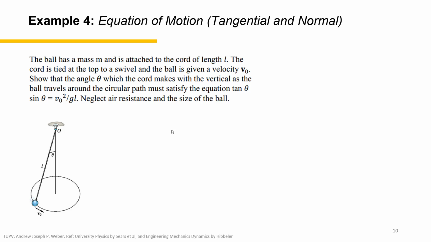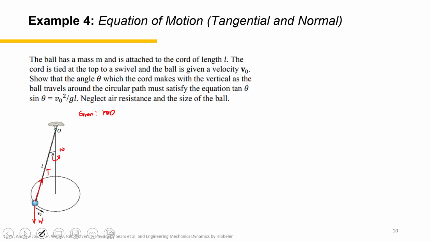So again, I think there are no other givens except for the FBD. You just need to show the FBD. I think I just need to write the FBD here on the space diagram. So first, of course, our object is rotating. The cord is tied at the top of the swivel and the ball is given a velocity v naught. Okay, so let's show the forces that act on the ball. Of course, first we have a weight, and then we have, of course, the tension.